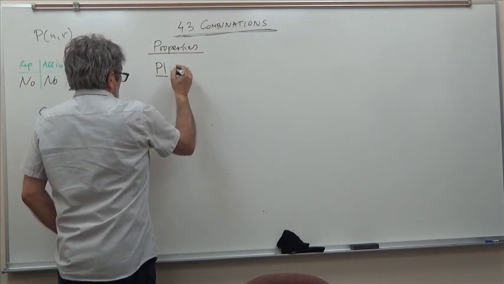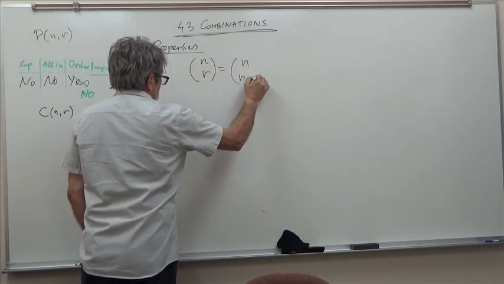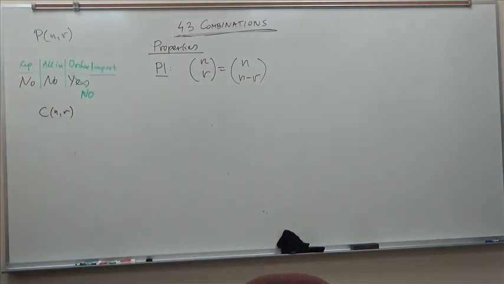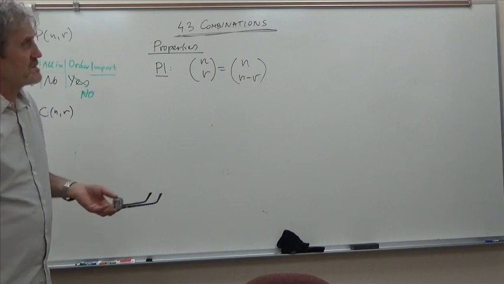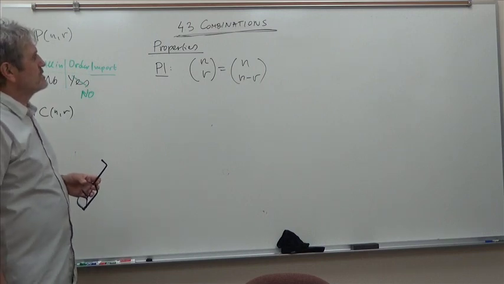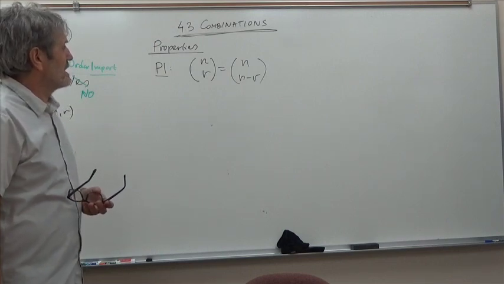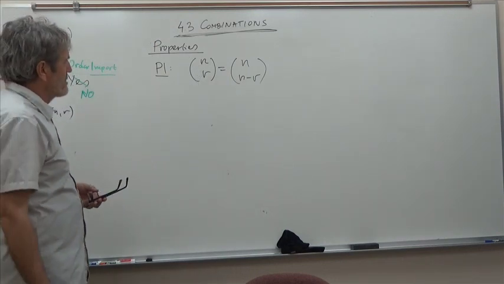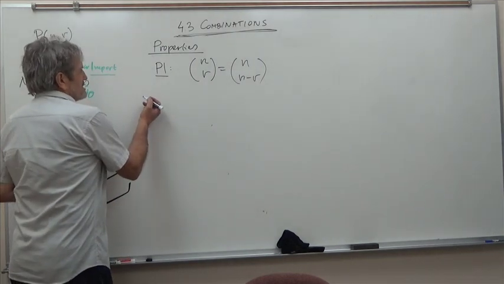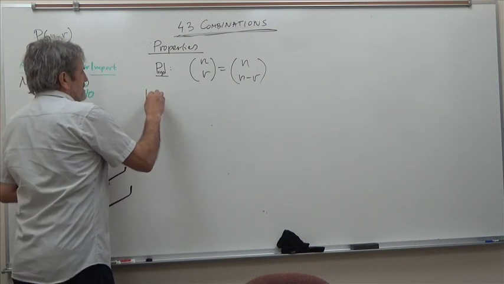Property 1: n choose r equals n choose n minus r. So first, why would we care? That's always the most important question. Why are we better off when we know this rule? Number 2 is what is the meaning, combinatorially, and then what is the rigorous proof. So here's why property 1 is important.